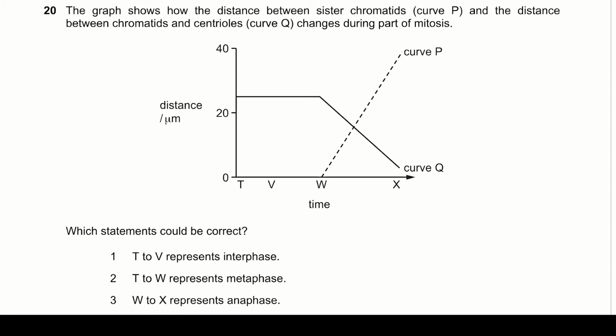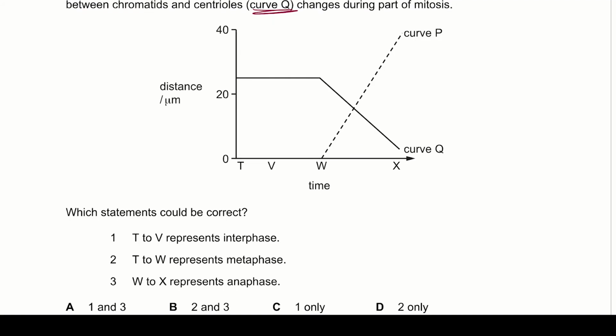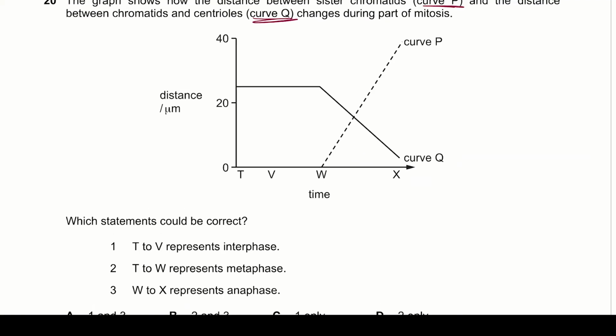20. The graph shows how the distance between sister chromatid, curve P, and the distance between chromatids and centrioles, curve Q, changes during part of mitosis. Which statements could be correct? Number 1. T to V represents interphase. Let's see here. T to V cannot be interphase because, as we see here, the distance between the chromatids increase.